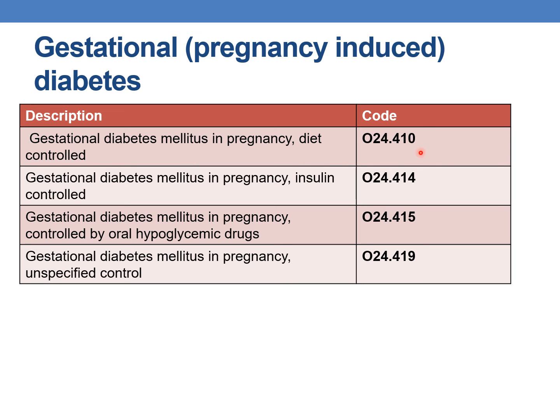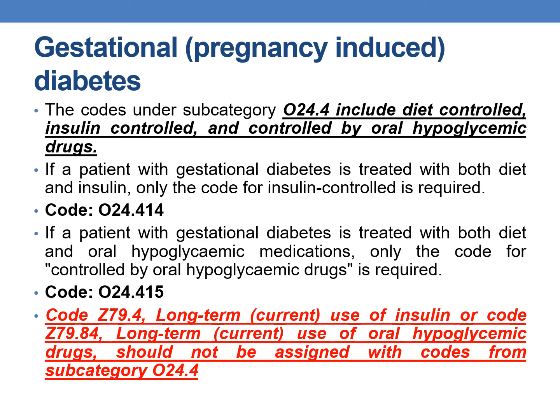Here the sixth character 0 indicates it is diet controlled. And the sixth character 4 indicates it is insulin controlled. And the sixth character 5 indicates it is controlled by oral hypoglycemic drugs. And sixth character 9 indicates unspecified control. So the codes under category O24.4 include diet control, insulin control, control by oral hypoglycemic drugs and unspecified control.